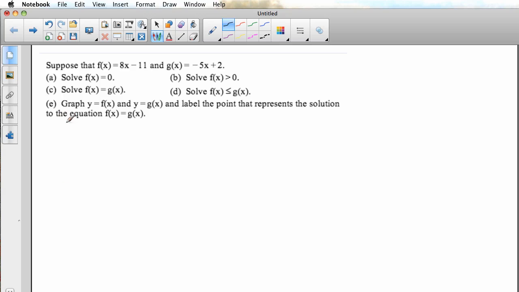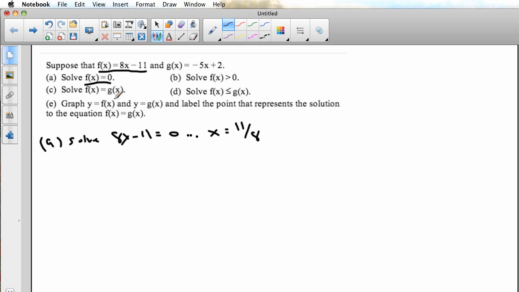So for example, in part A, it says solve f of x equals 0. There are really two issues here. One is that you could just follow this literally. We're asked to solve f of x equals 0, and we're told that f of x equals this. If you combine those two things, this is the same thing as saying solve 8x minus 11 equals 0. You add 11 to both sides and divide both sides by 8, so you'll get x is 11/8. It's a fairly straightforward thing to do.